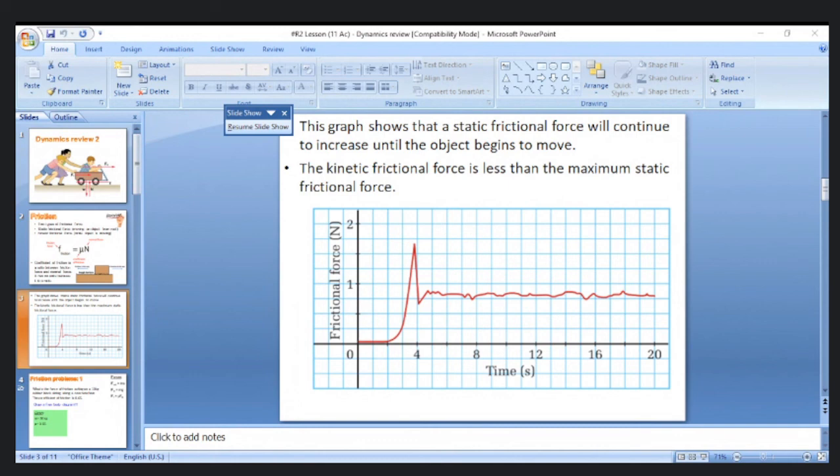So we did a little in-class activity on this where we had these force meters, so we could read how many newtons. And we had blocks of wood with different surfaces on them. And we were trying to read off what the static frictional force was and the kinetic frictional force at that time.